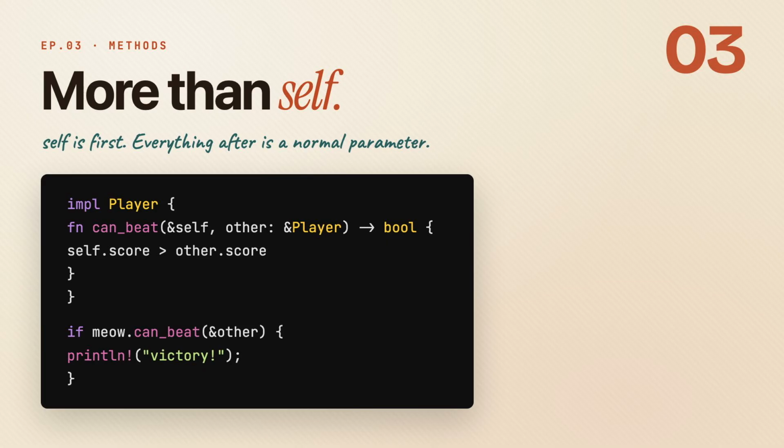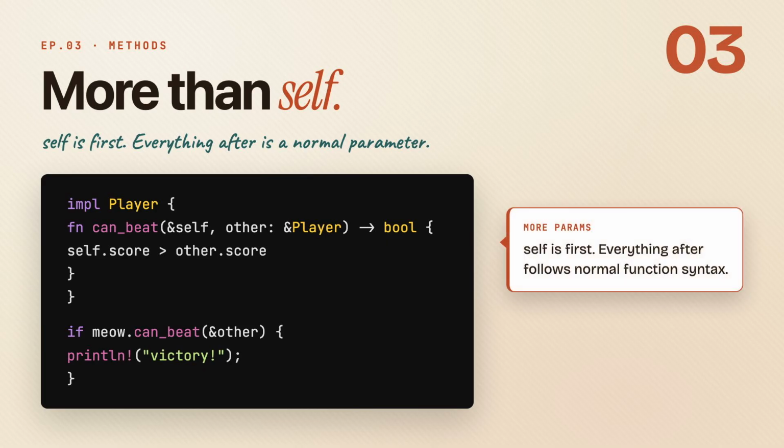Methods can take more than just self. Here, can_bid borrows the player, plus another player to compare against. Self is always the first parameter. After that, methods look just like any other function: names, types, return types, all that.